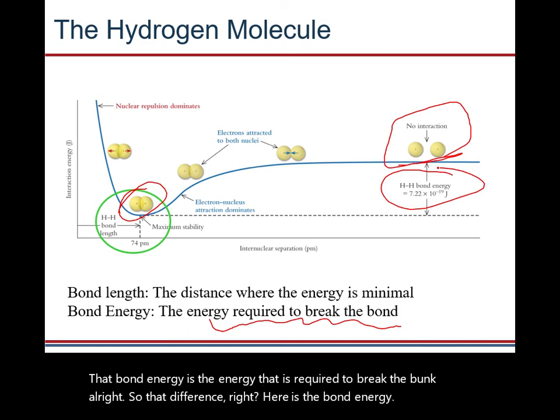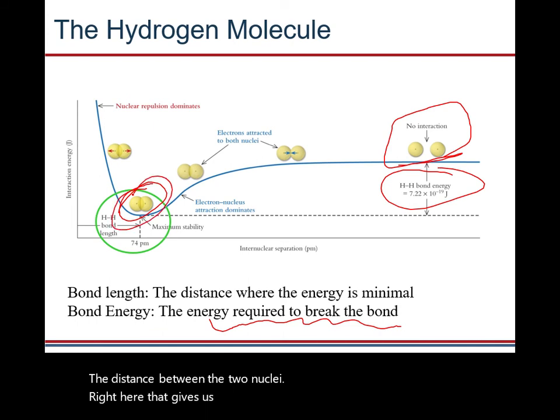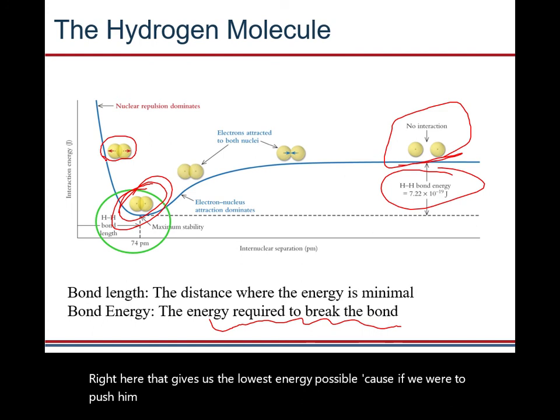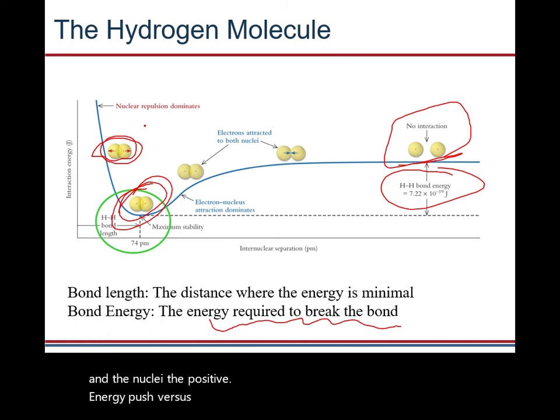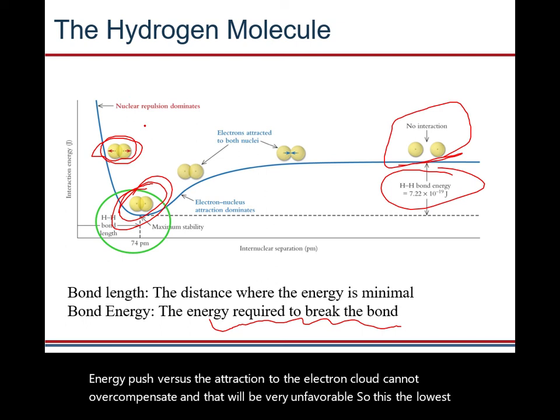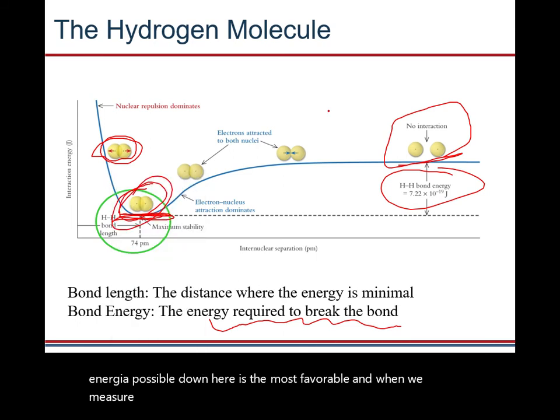The distance between the two nuclei right here gives us the lowest energy possible, because if we were to push them closer, the positive nuclei would push against each other, and the attraction to the electron cloud cannot overcompensate, and that would be very unfavorable. So the lowest energy possible down here is the most favorable, and when we measure the distance between the two nuclei, that is the bond length.